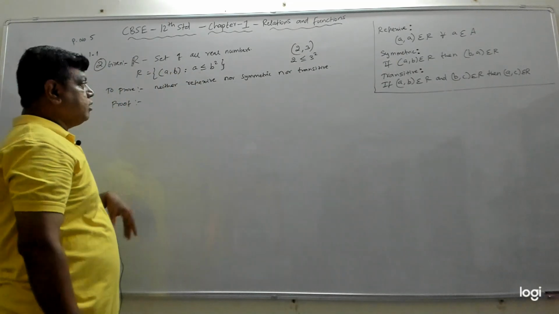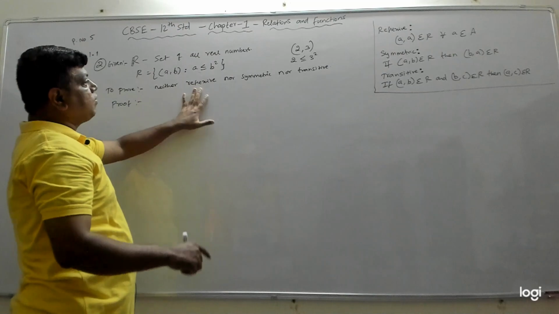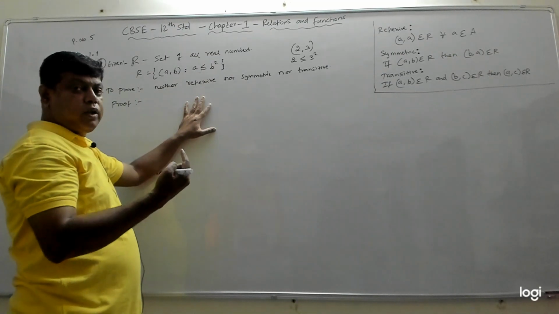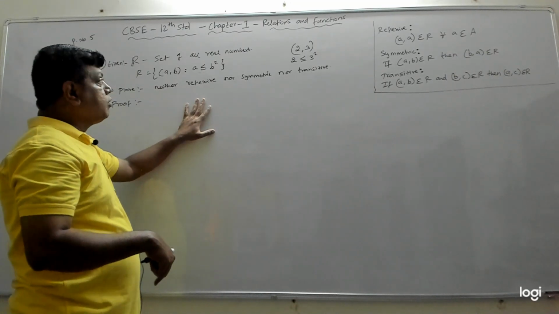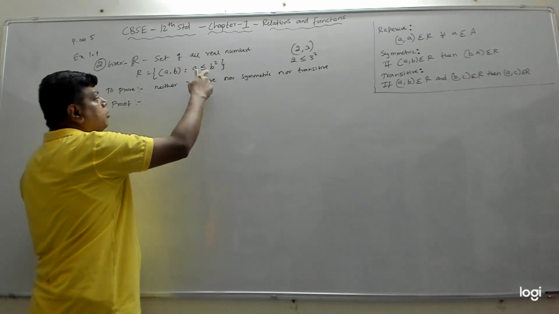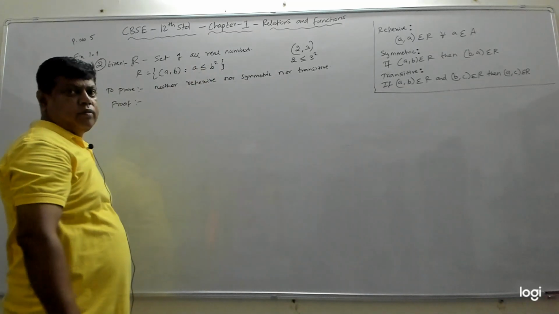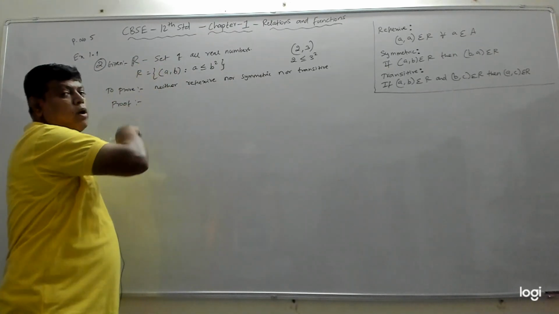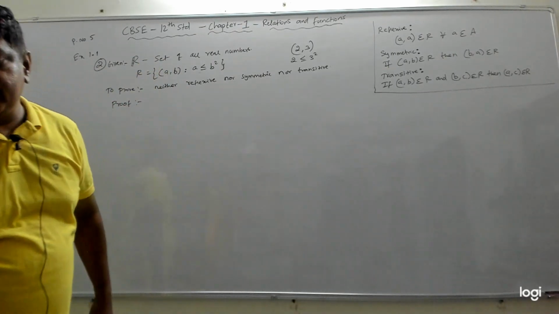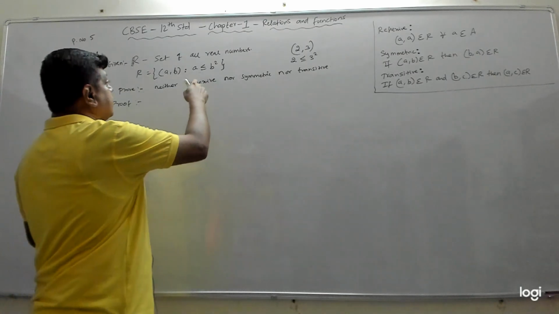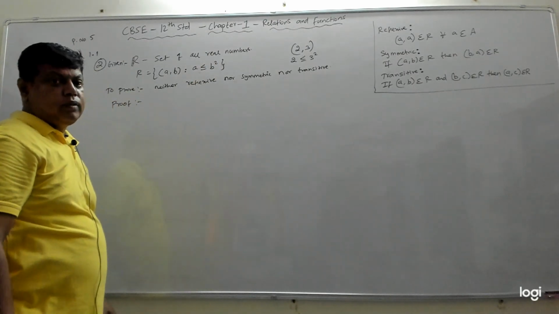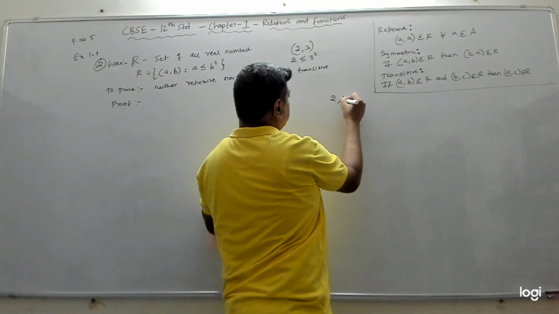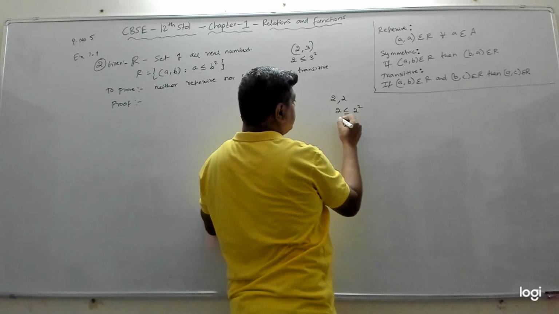Now we should prove that it is not reflexive, which means we should take one element from that set and prove that that element is not related to itself. Which means we should prove that A is not less than or equal to A square. Then only A comma A will not belong to R. Suppose if we take 2, 2, then 2 is less than or equal to 2 square, which means 2 is less than or equal to 4.